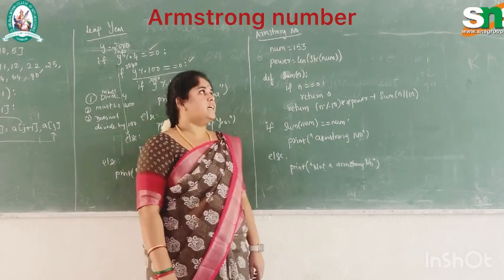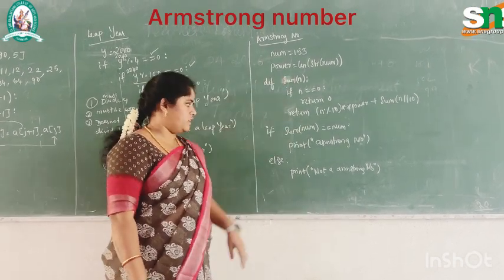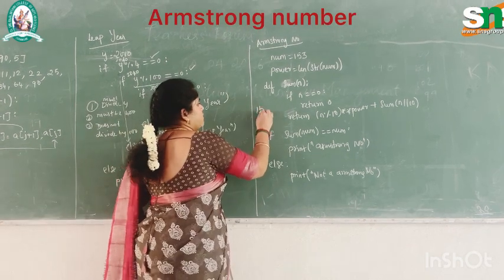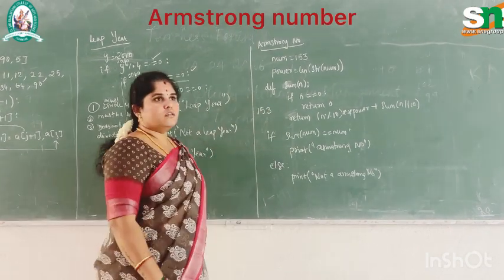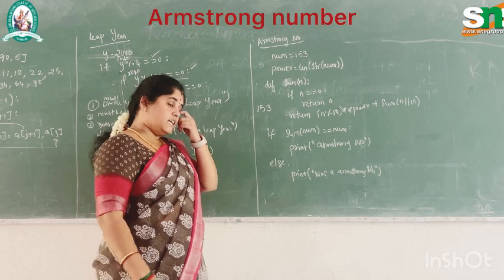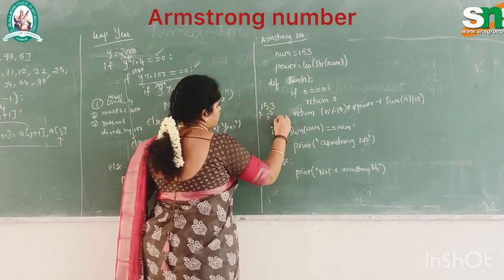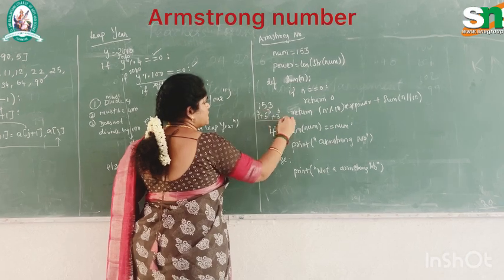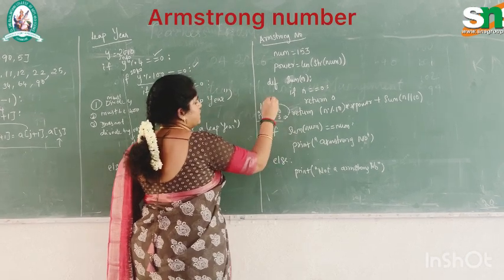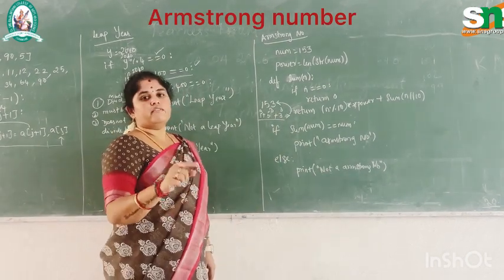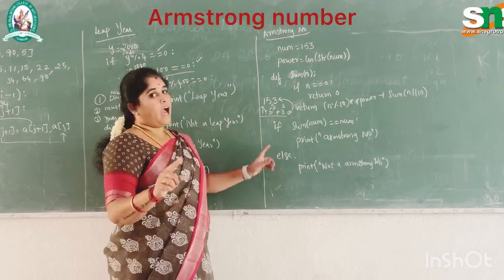Let us consider the example of the number 153. We need to cube each digit, so 1 cube, 5 cube and 3 cube. If the sum of these numbers is equal to 153, then 153 is an Armstrong number.